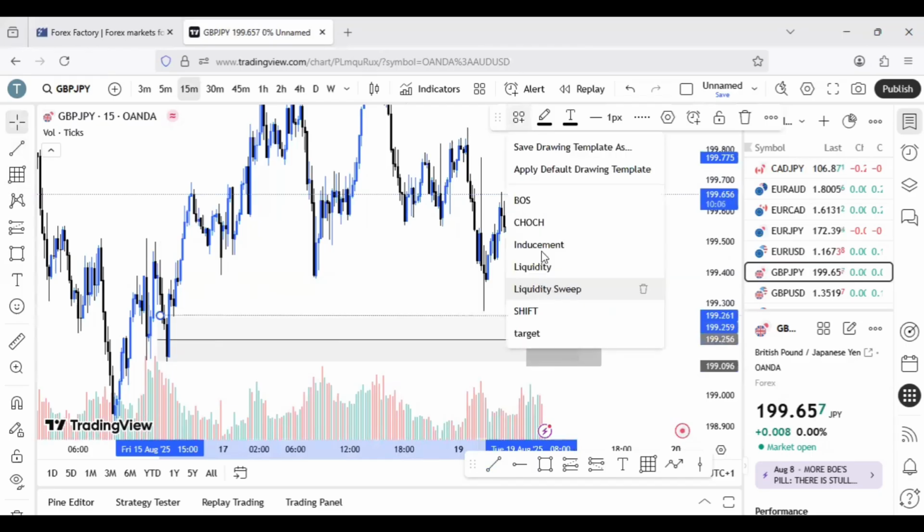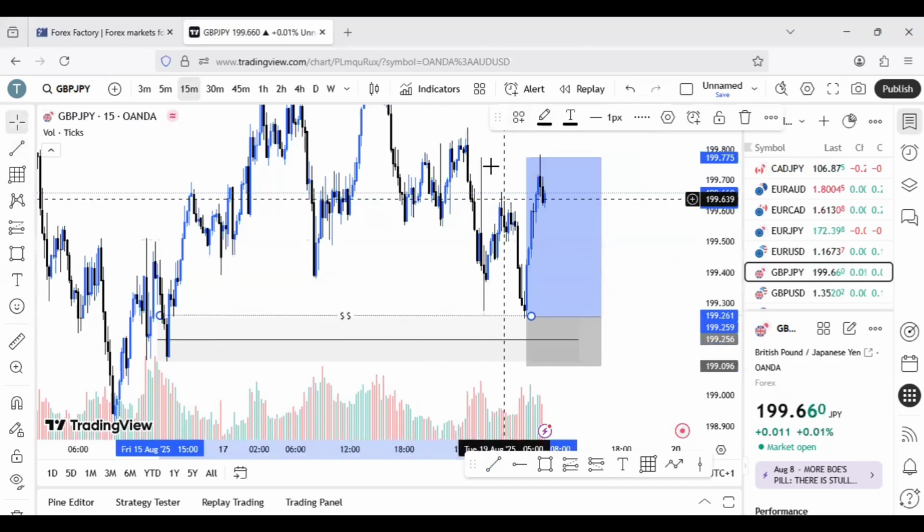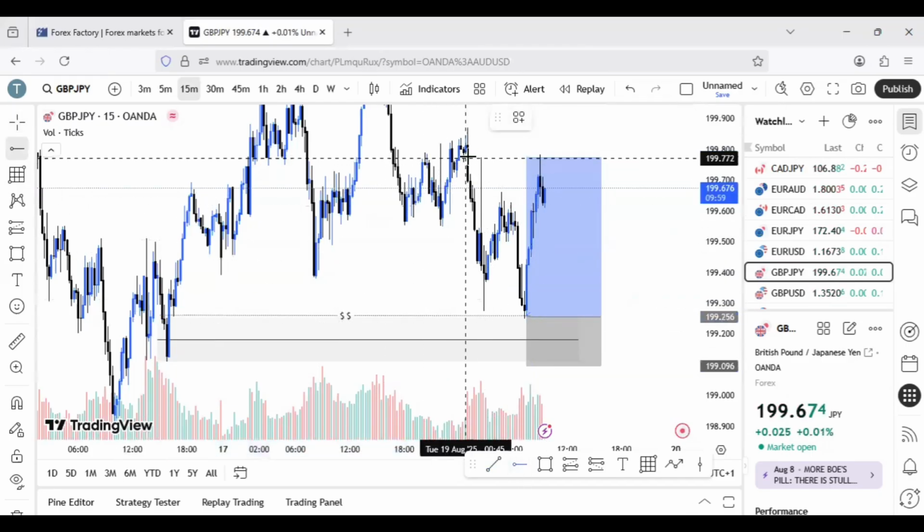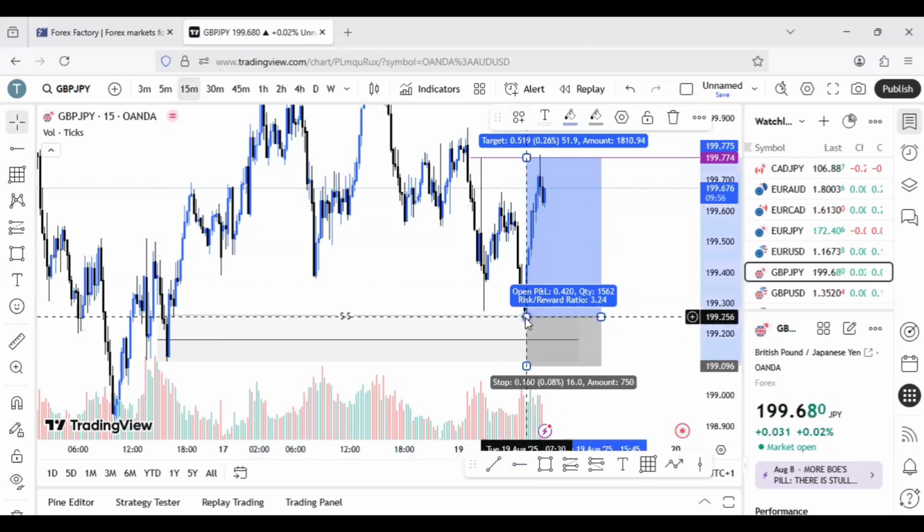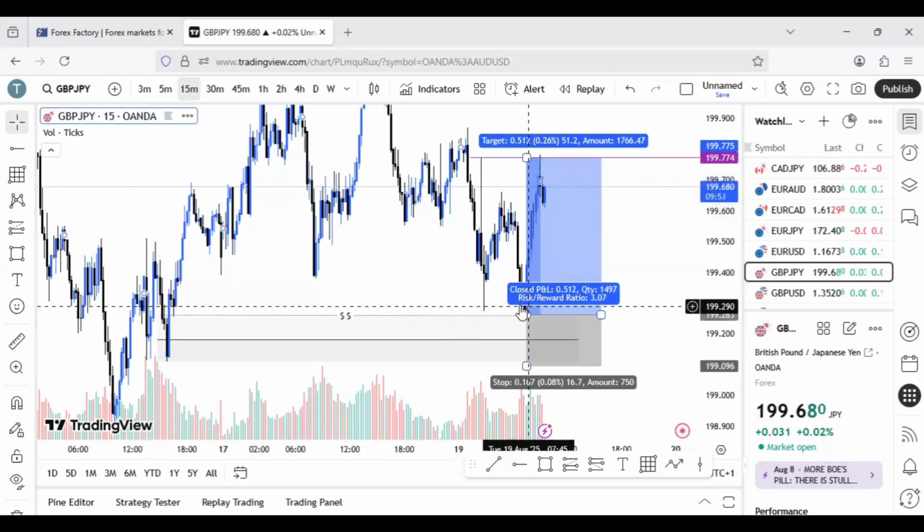I had this on my other chart. So I missed this entry. This was my target. So this is a sweet 3 RR trade. This is a 3 RR trade.